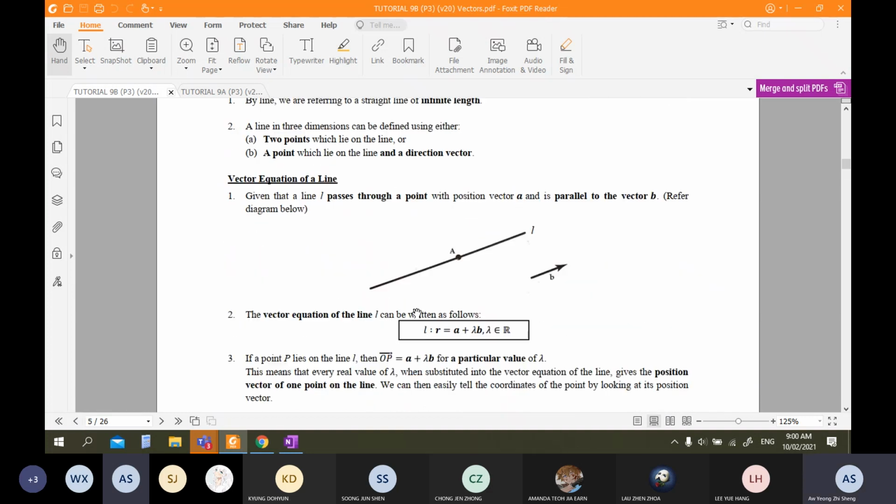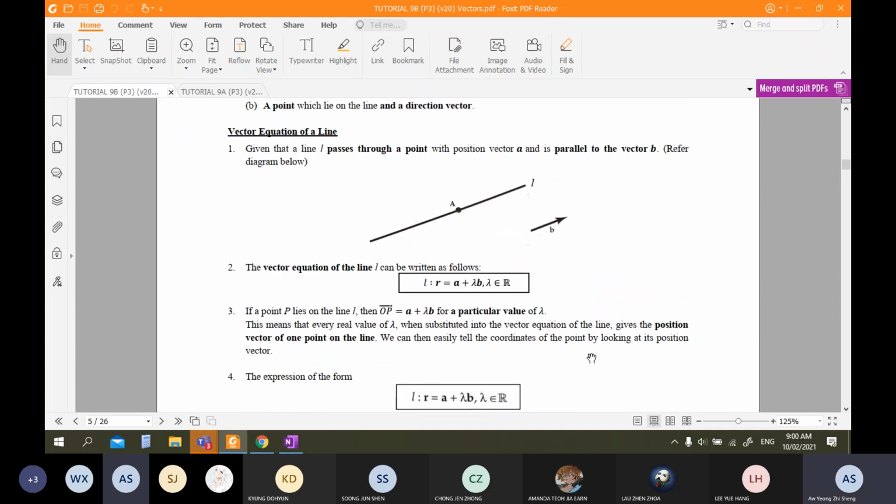That will be page 5. Page 5, the middle of the page, point number 3. It says if a point lies on line L, then, here the line equation is given as R equals A plus lambda B. Here it says if you know that a point P lies on L, then you can replace R by OP.